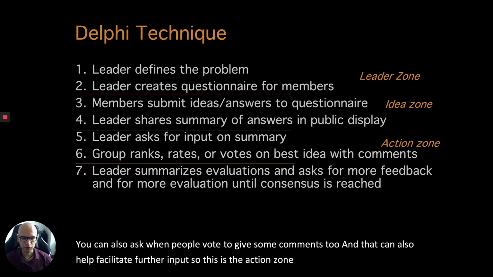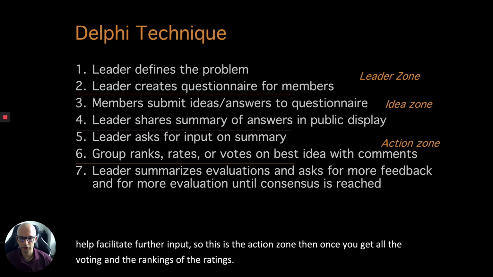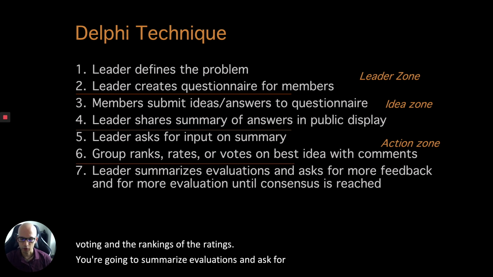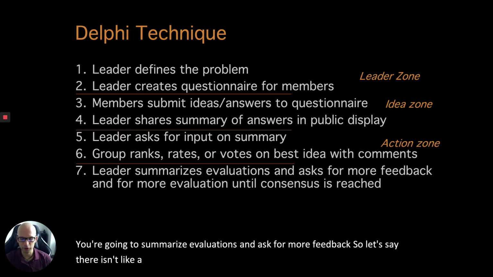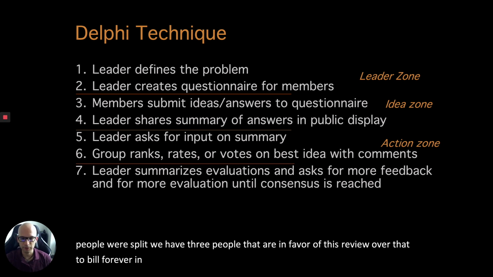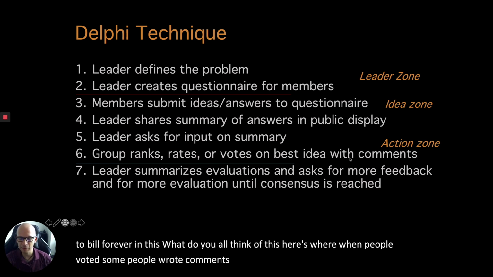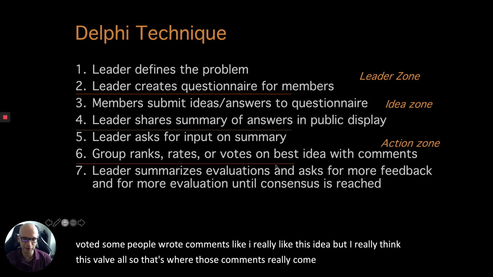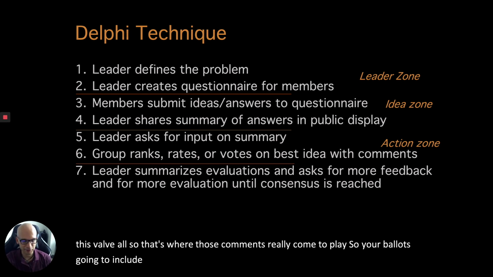Then, once you get all the voting and the rankings or the ratings, you're going to summarize the evaluations and ask for more feedback. So let's say there isn't a clear consensus to a solution. You can at least share, here's where people were split. We have 3 people that were in favor of this, 3 people in favor of that, 2 people in favor of this. What do you all think of this? Here's where, when people voted, some people wrote comments like, I really like this idea, but I really think it's blah, blah. So that's where those comments really come into play. So your ballot's going to include a ranking, rating, and voting, plus additional comments behind it. And then see if you can create consensus that way once people have seen the results.